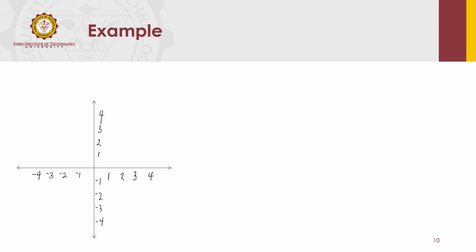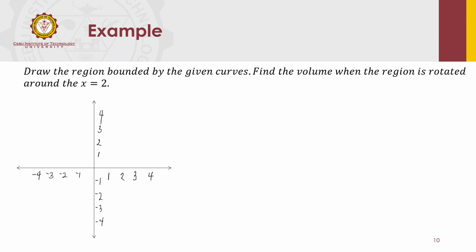So here's an example wherein the axis of rotation is not the x or the y-axis. It says here the region is rotated around x equals 2, which is a vertical line passing at the x-axis, x equals 2. So the given curves are x equals y squared, x equals 2, and y equals 0. So we start with the first curve. It's a parabola which opens sideward.